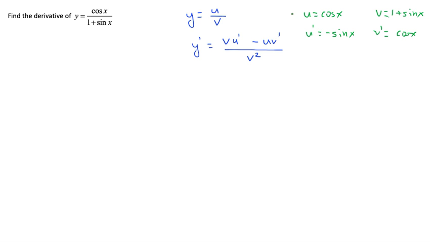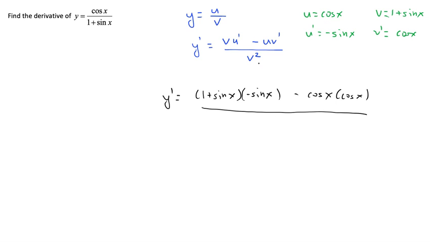Okay, so let's go ahead and plug everything in here. So y prime is going to equal v, which is 1 plus sine of x, times u prime, which is negative sine of x, multiplied together, minus u, which is cosine of x, times v prime, which is cosine of x, and all of this divided by v squared. So 1 plus sine of x, and we're just going to square that.